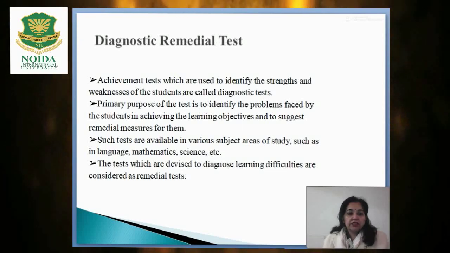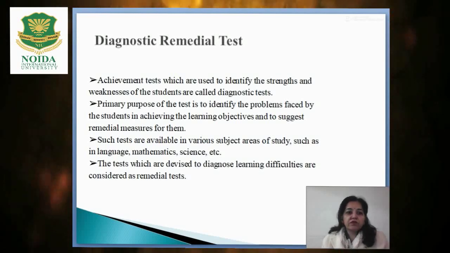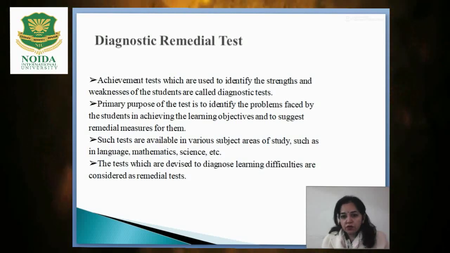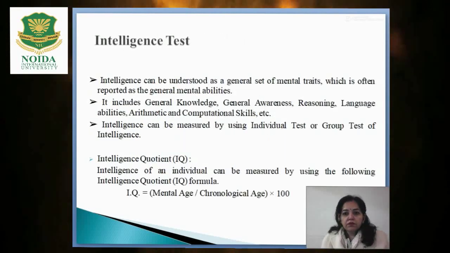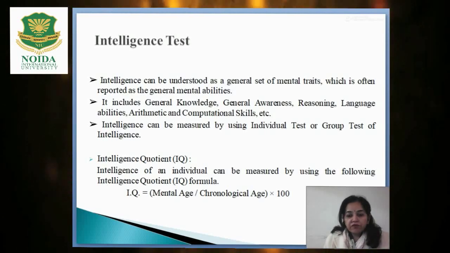individual oriented. If the problem is widespread among the group of the students in a class or a region, then the group remedial tests can also be conducted. Now, next type of test is intelligence test, which we will discuss in different types of tests.